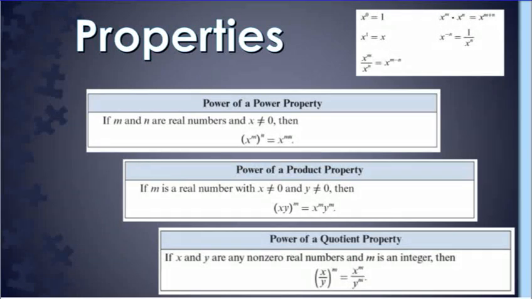And then we have the power of a product property, which just tells you that if you are raising x and y to the m power, that's the same thing as saying x to the m power times y to the m power. So you have to put that power on every single factor in the parentheses. And then the power of a quotient property just tells you if you have a fraction as the base and you're raising it to a power, you raise the numerator to that same power and the denominator to that same power. Let's take a look at some examples.